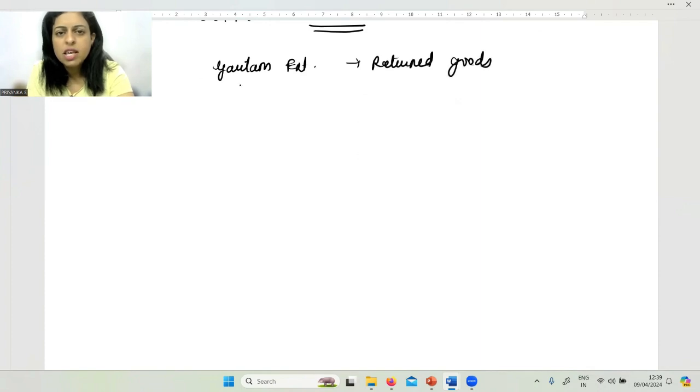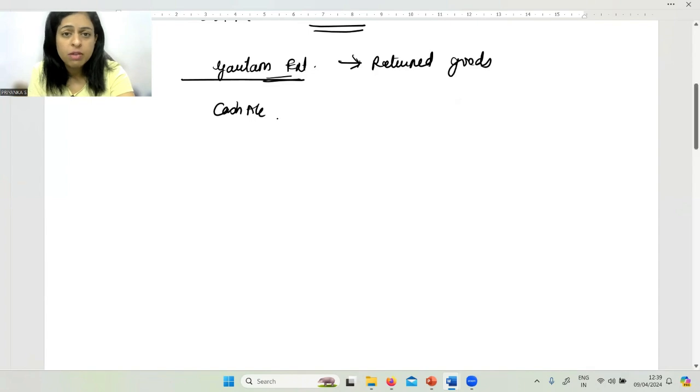Now, even though we are saying that Gautam Enterprises has returned goods, we are not going to write Gautam Enterprises in our books of accounts. We are going to write cash account because they were the ones who made the payment immediately. So we are also going to give them back the cash. Now, how much cash should we give?